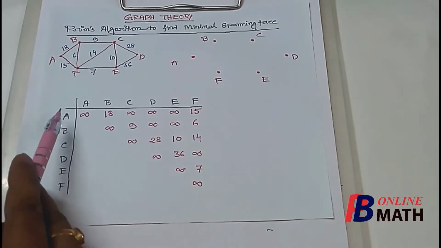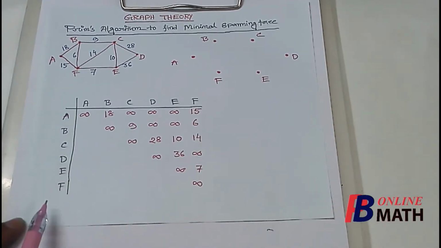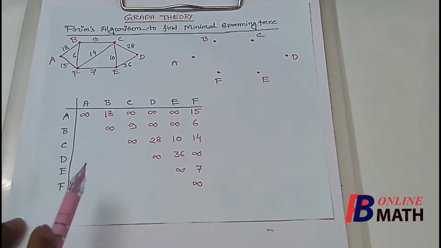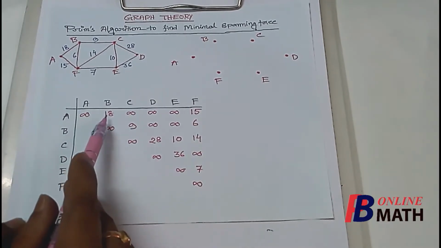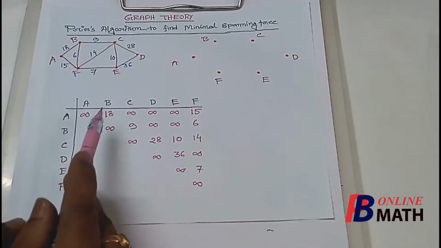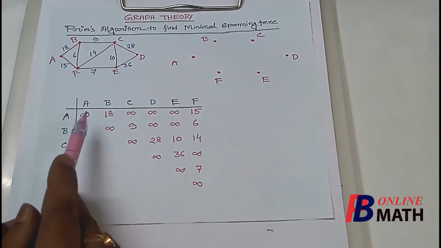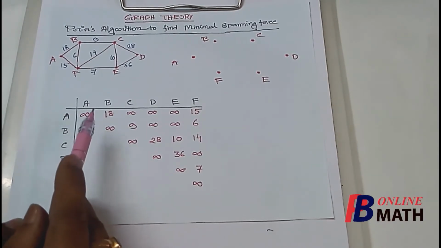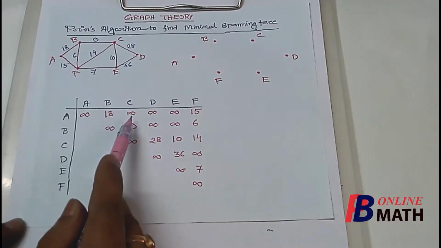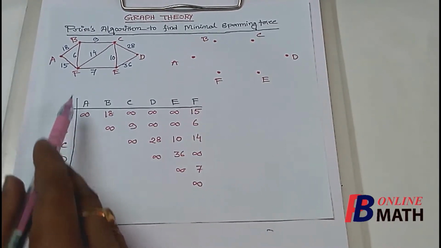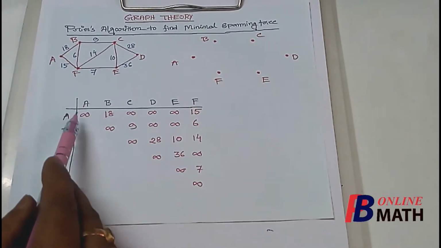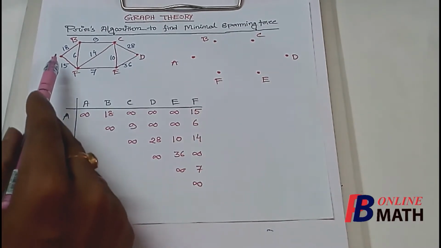Here the number of rows is the number of vertices, and also the number of columns is the number of vertices. So it is a 6 cross 6 matrix, and the elements of this matrix are like that. If two vertices are connected by an edge, then the weight of that edge is plotted here, and if there exists no edge between the vertices, then we have plotted infinity. The graph contains no self loop, so there is no edge between A and A, so we have written infinity here. There is one edge between A and B.